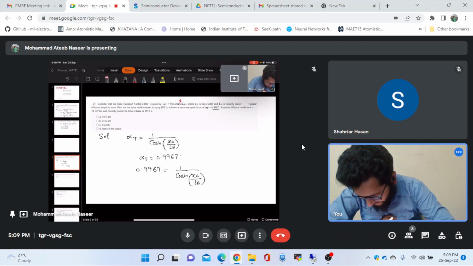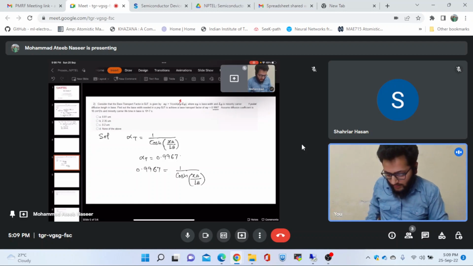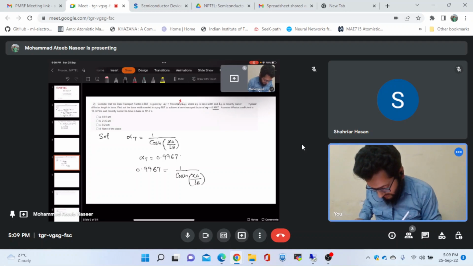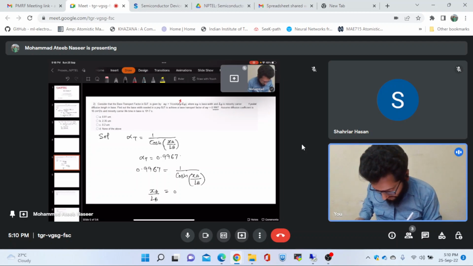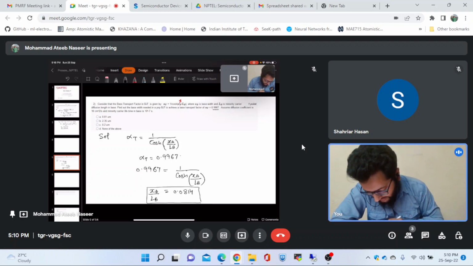Now if I take the cosh inverse of this quantity, 1 by 0.9967, I should get the value for XB by LB, that is equal to 0.0814. Now I have the value of the ratio.